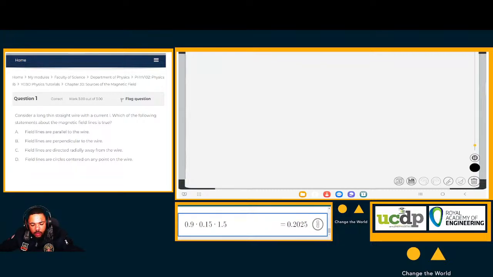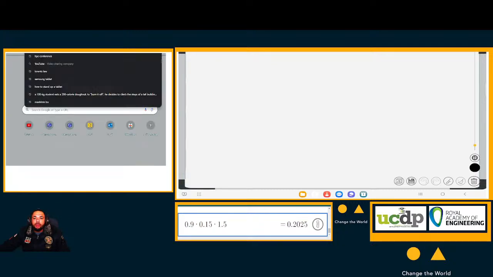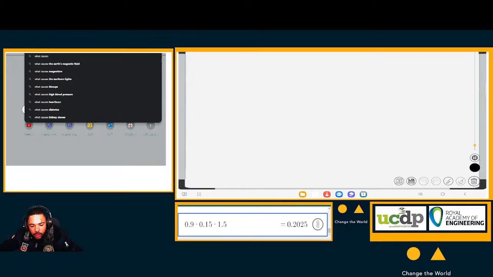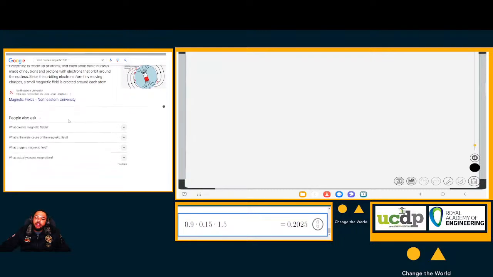Let me just check something. I wanted to actually show you, let me just show you here. I just switched to a searching tab. What causes magnetic fields? Now, like I've said before, magnetic fields are simply created by moving charges. And there it says there, magnetic fields are produced by moving electric charges. So moving electric charges creates a magnetic field.